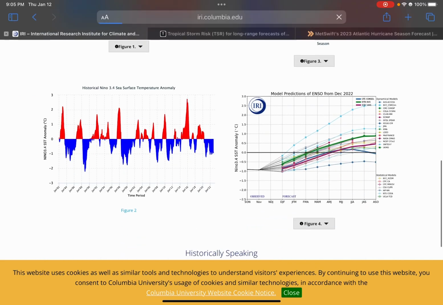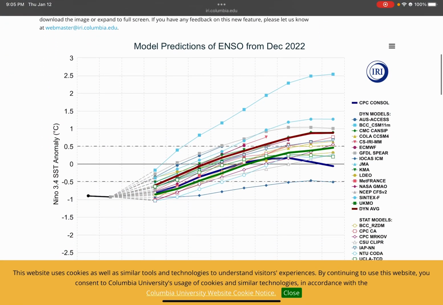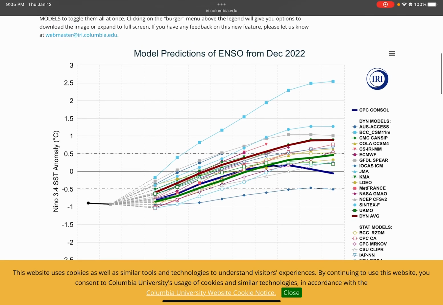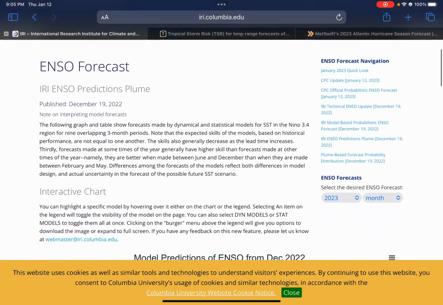And if we look at the model predictions, we do see that the majority of them, the statistical average, is staying in a neutral, which would definitely help with hurricane season activity.